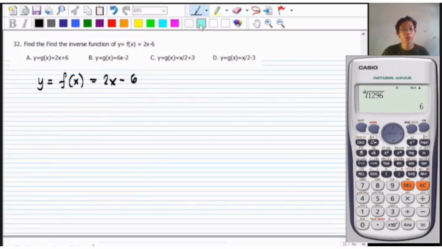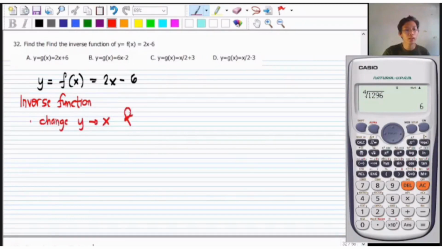Paano ba yung inverse function? Ang inverse function, palitan mo si x ng y at si y ng x. Okay, change y to x. Inverse function, you need to change y to x and x to y. Okay, then find y.